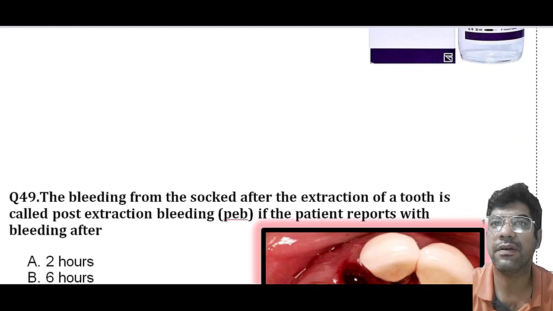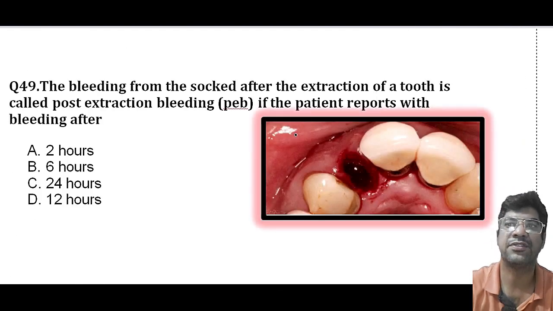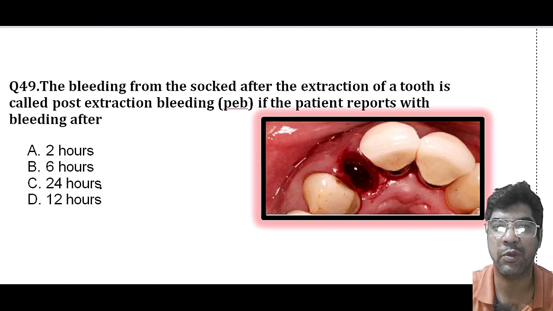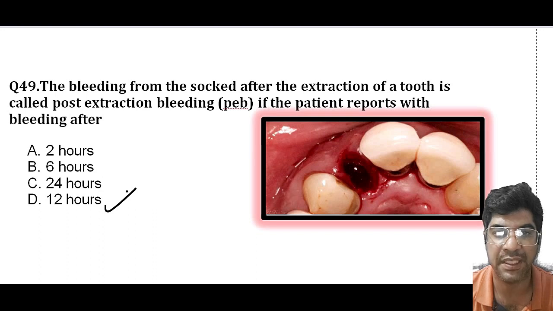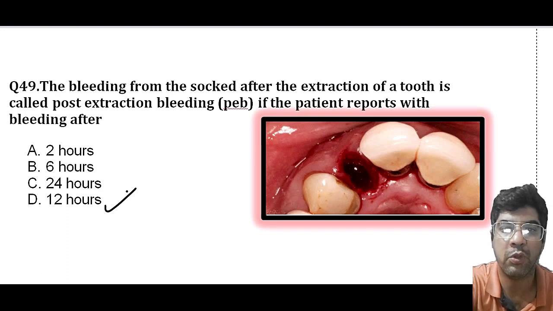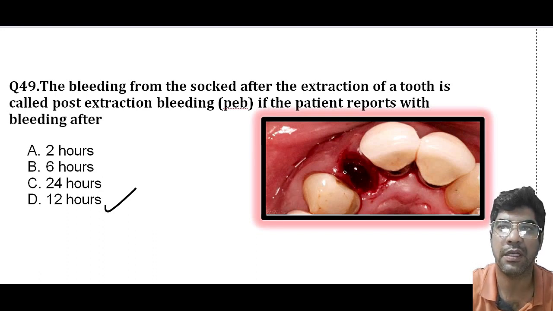The bleeding from the socket after the extraction of a tooth is known as post-extraction bleeding, if the patient reports within 12 hours. If the patient reports after 12 hours following the tooth extraction, it is known as delayed post-extraction bleeding. That can occur due to the dislodgement of the blood clot.